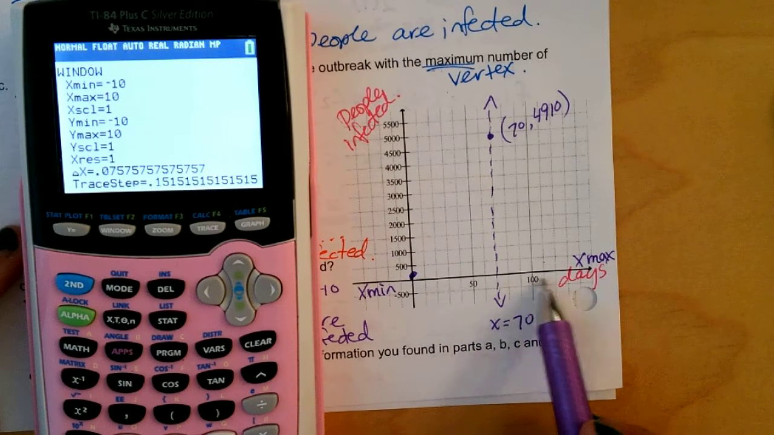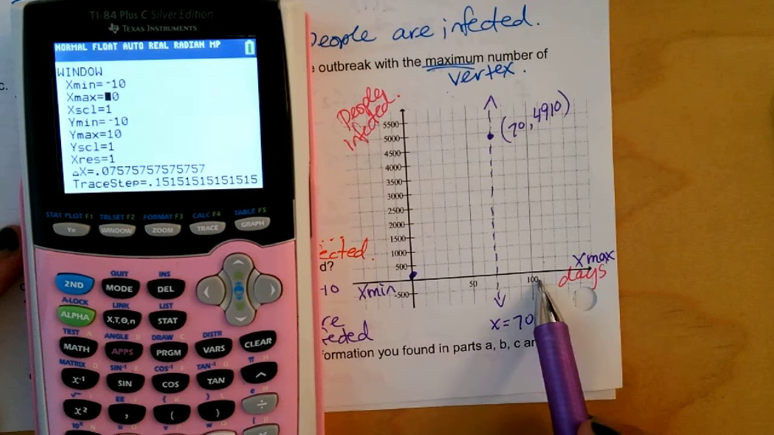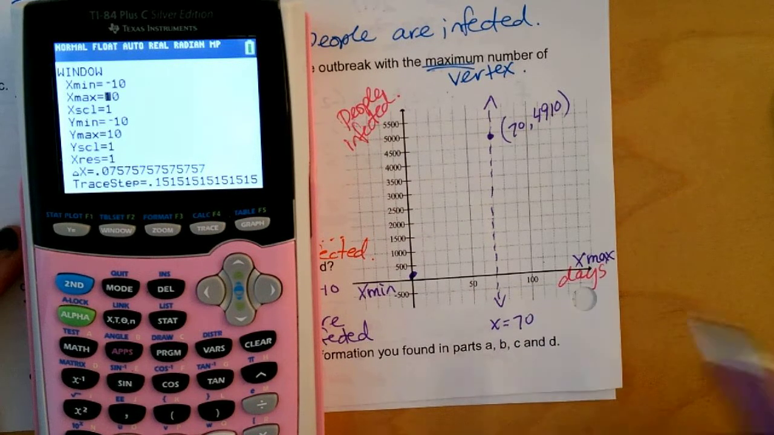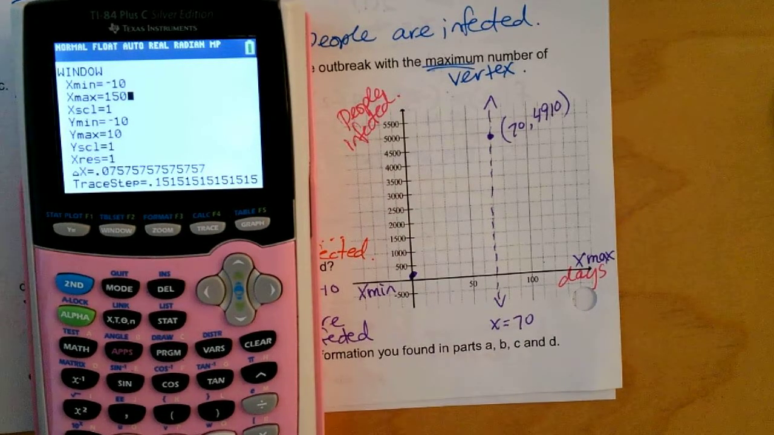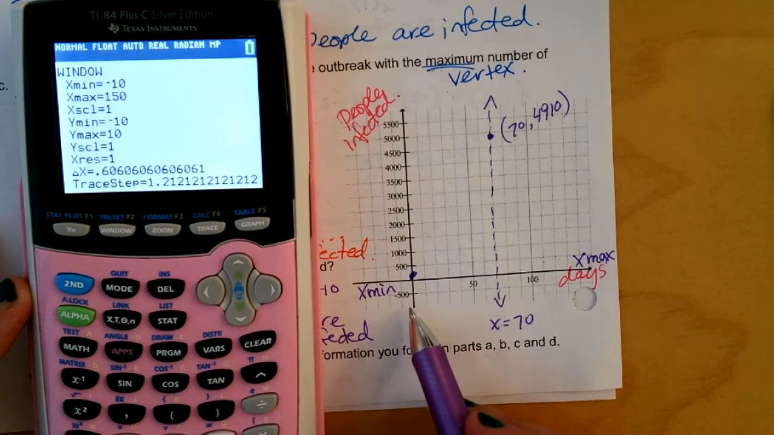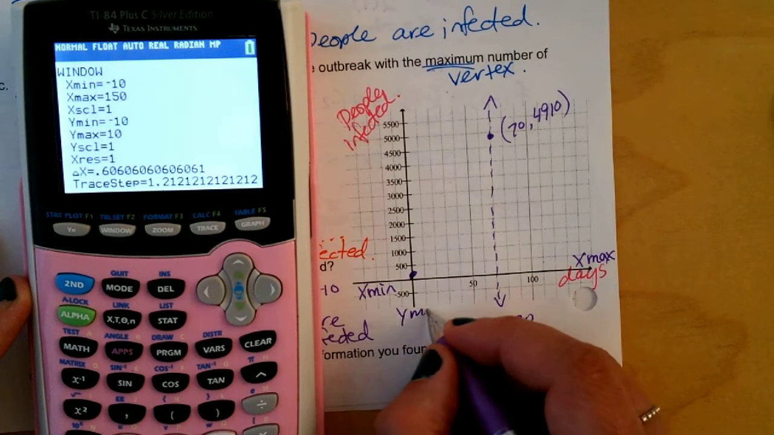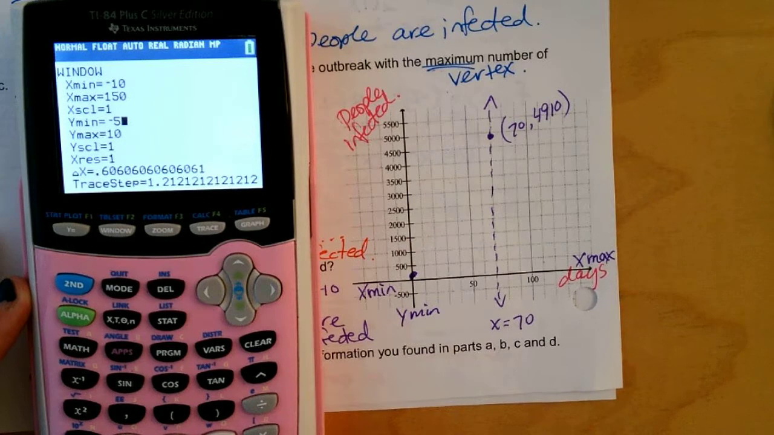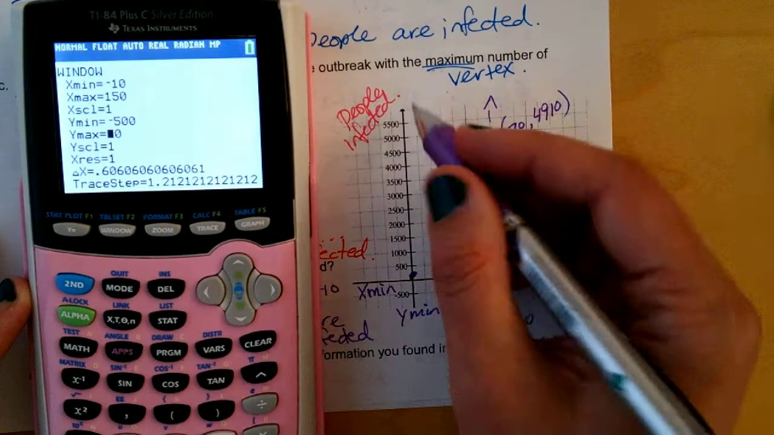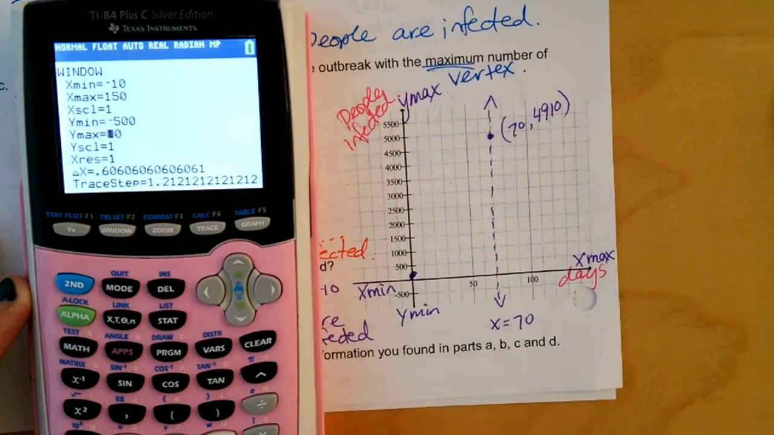Yeah, and looking at the graph, it is going to go to maybe 150. You want to be a little over because you want to be able to see all of it, so 150 looks good. And then what about the y minimum? What's the y minimum here? Yeah, or negative 500. And then the y maximum would be all the way up here. Let's try 6,000.